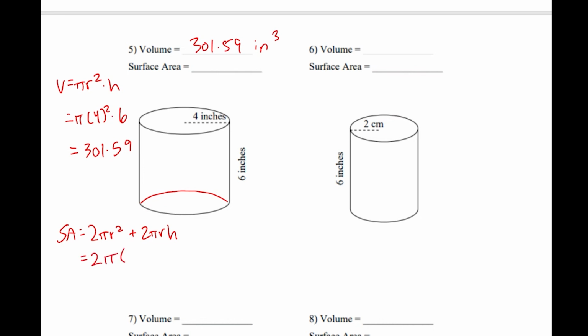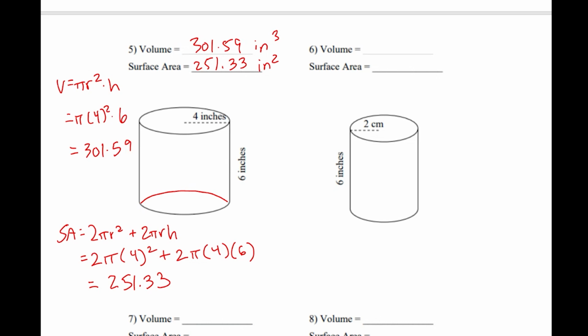And now let's find the surface area. So we have 2 times pi times 4 squared plus 2 times pi times 4 times 6. Typing it in, 2 times pi times 16, which is 4 squared, plus 2 times pi times 4 times 6, gives me 251.33. And that's going to be in square inches.